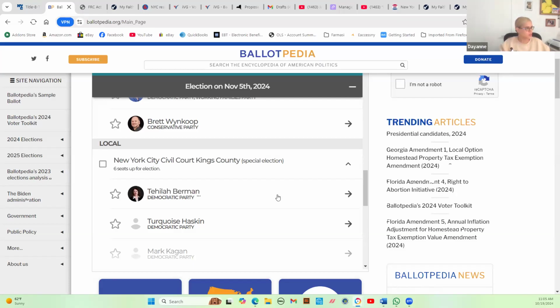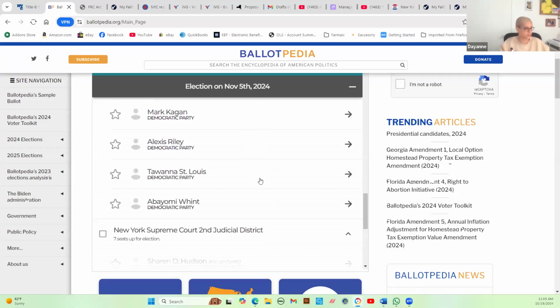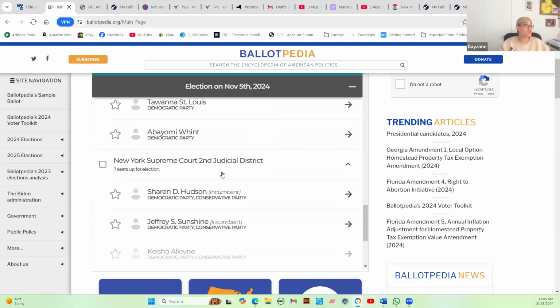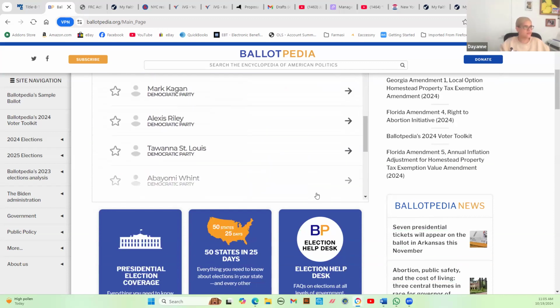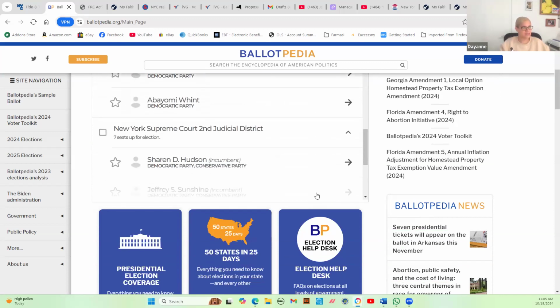All right, so we're going to go over that in a few minutes. So this is New York City Civil Court, Kings County. These are special elections taking place. And then this is the Supreme Court, Second Judicial District. We have to look up all these judges and find out where they're from, who they represent, what they're doing. I have to look them up because this is what's happening in my section, in my district, in my borough, right? If you're not from Brooklyn, that's not who you're going to look up. You're going to look up who's in Queens on your ballot, who's in the Bronx, who's in Manhattan, who's in Staten Island. That's who you're going to look up.